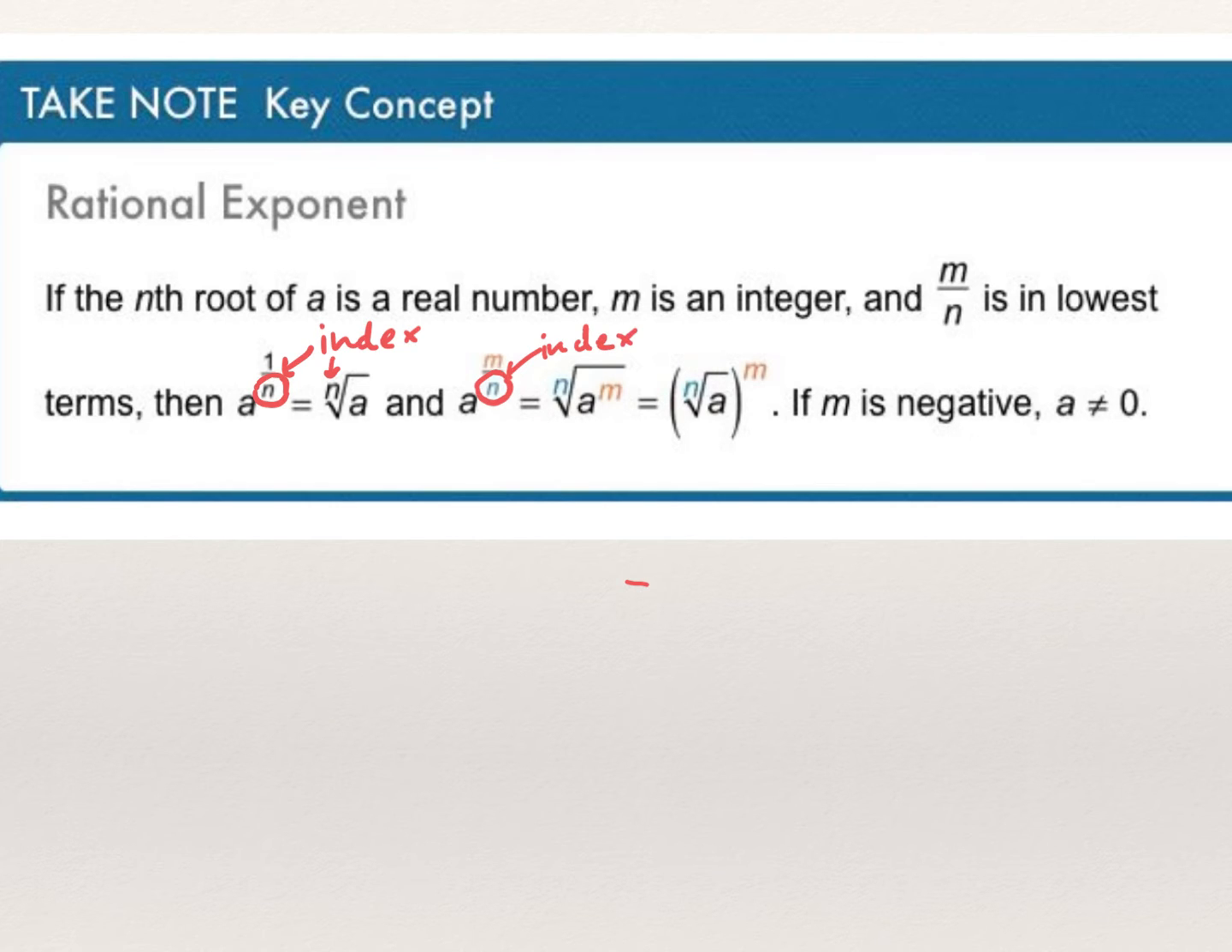The number on the top stays up top, and it can either stay up top under your square root or outside the square root. So these mean the same thing: the nth root of a to the mth power, or the nth root of a all to the mth power. So these are the same thing.